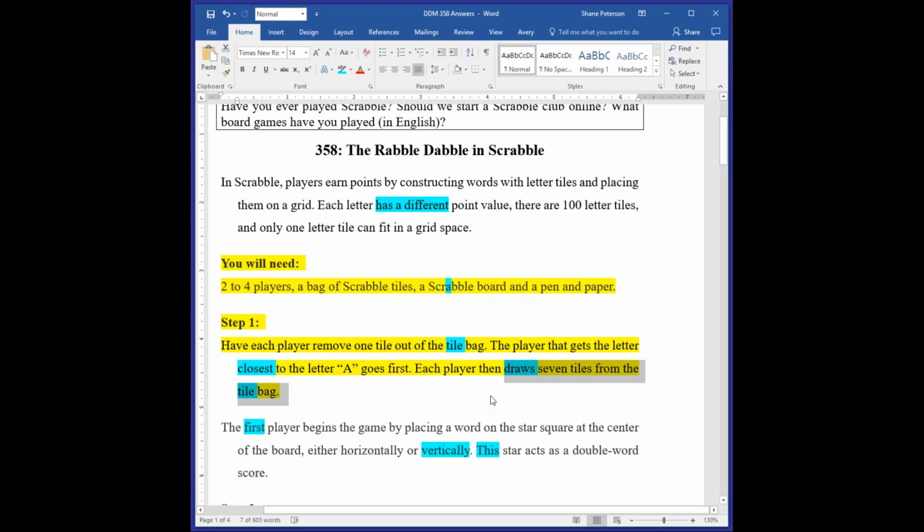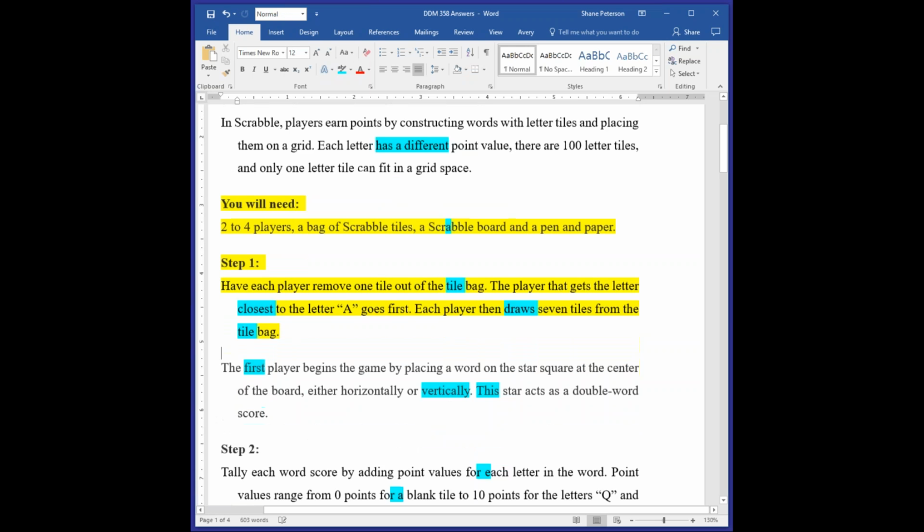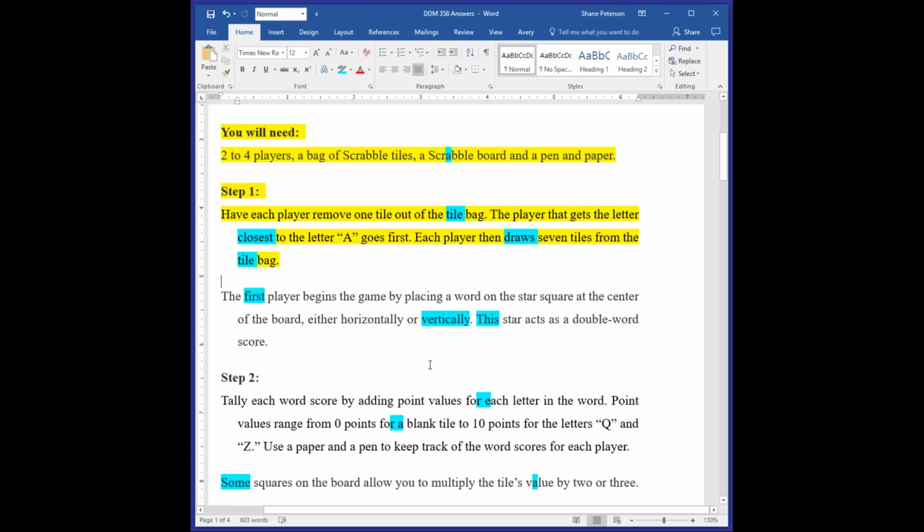Draws. I'm hearing them. Oh, no. A-W, draw. So I'm hearing a draws, and I don't want that. Put your hands like this. Draw. Okay. I get it. Yes, that's right. Draw 7 tiles from the tile bag. Excellent job.